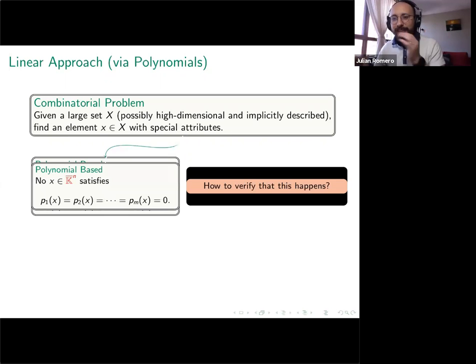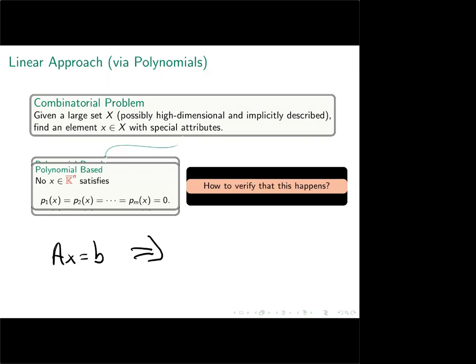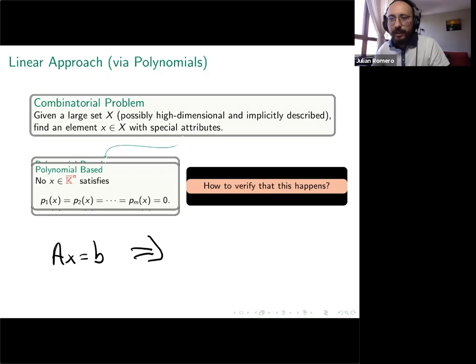Okay, let me make it easier. Let's say I give you a system of linear equations, Ax equals b, and you want to show that this system doesn't have a solution. So what do you do? Gaussian elimination. Yeah, you can use Gaussian elimination. That's right. Or you can find a certificate for this, and then you can use what is called the Fredholm theorem of the alternative, or Farkas lemma, which is for linear systems.